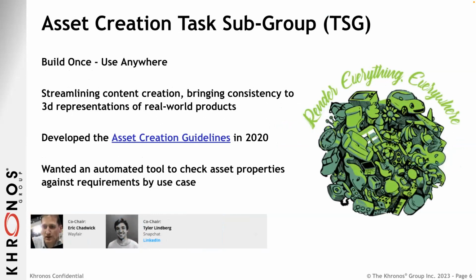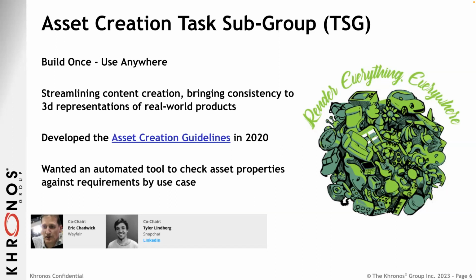And then the Asset Creation Task Subgroup, I'm going to let Eric speak to since he's the co-chair of that. Yeah, so in 3D Commerce, a bunch of companies came together to figure out what challenges we're trying to solve together. Even though some of us are competitors, we still have a lot of the same challenges to solve, so it makes sense to come together and figure those out. One of the things we figured out was that asset creation can sometimes be really difficult, especially at scale. And like Mike said, reproducing real world products produces its own trials and errors.